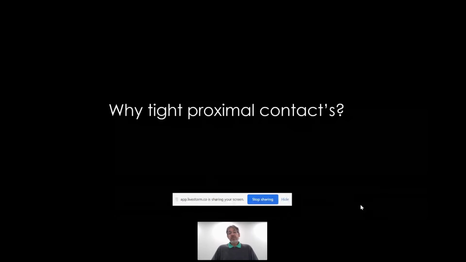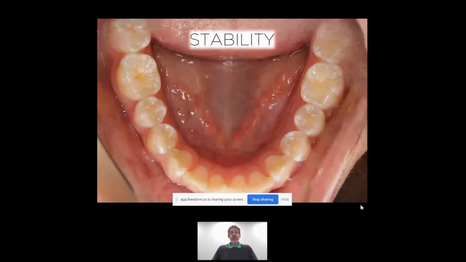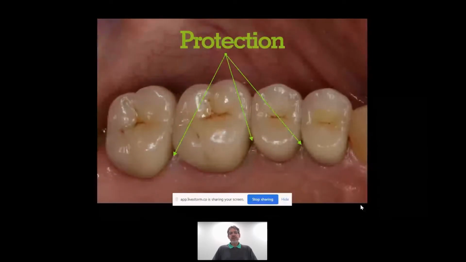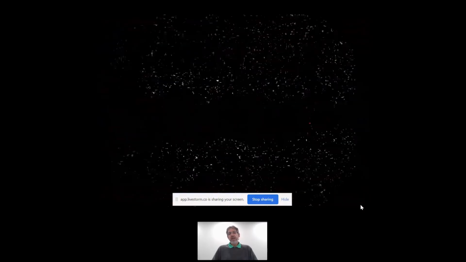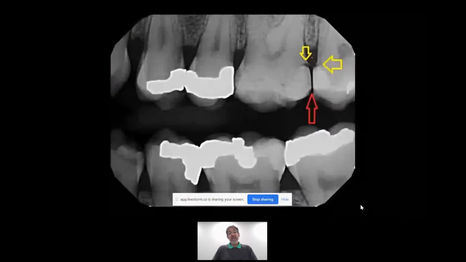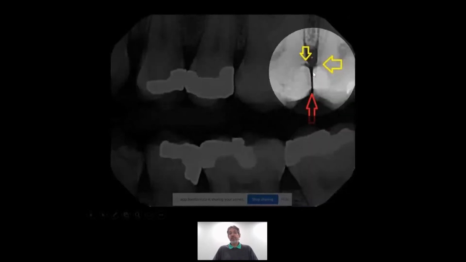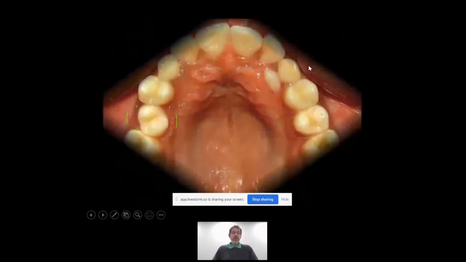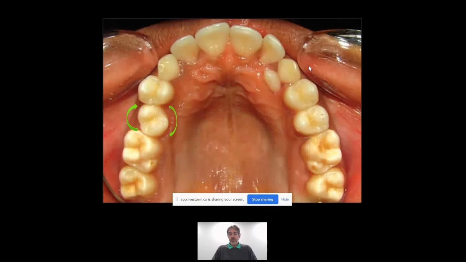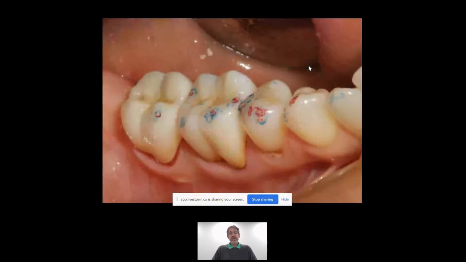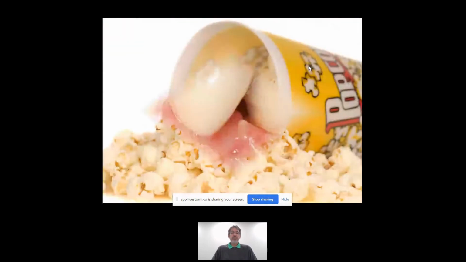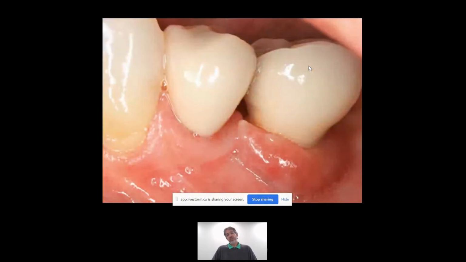So again, why do we want tight proximal contacts? Well, number one, we want to maintain dental arch stability by transmitting the forces along the long axis of the teeth. And B, we want protection of the interdental papilla so as to prevent food impaction and or tissue trauma. However, this is what can happen on occasion: we end up with an open contact. And open contacts can lead to tooth dislodgement and or rotation. It can lead to defective occlusal contacts, food impaction, and then of course tissue trauma to the soft tissue.